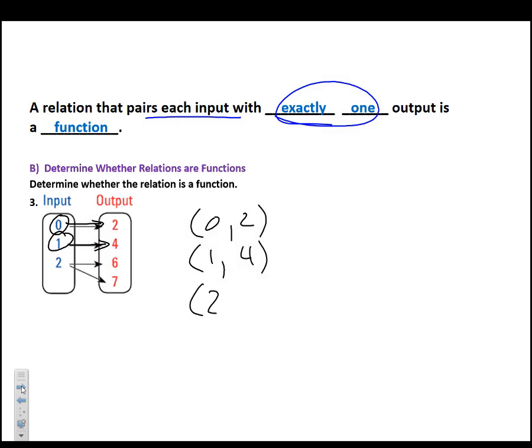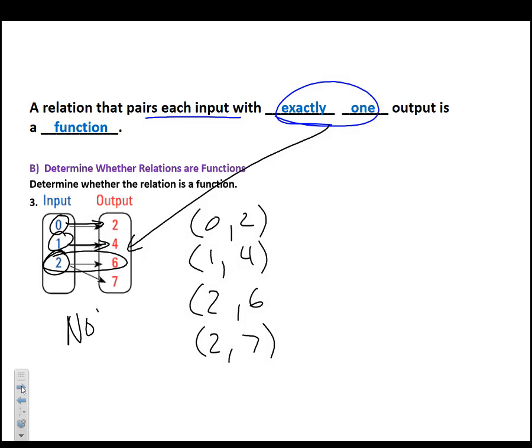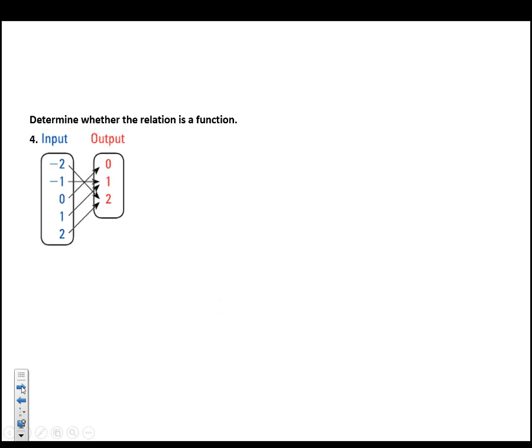And then we go to 2. Well, 2 has 2 arrows. 2 has an output of 6 and an output of 7. This input 2 has more than one output, which means it does not have exactly one. So is this mapping diagram a relation that is called a function? This is not a function. It is not a function because we have an input of 2 which has more than one output. It has an output of 6 and an output of 7. Doesn't work.